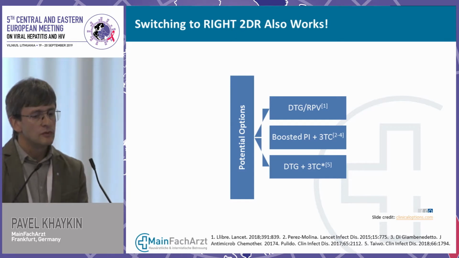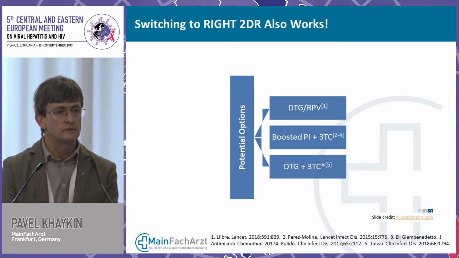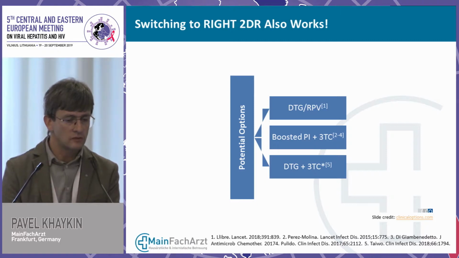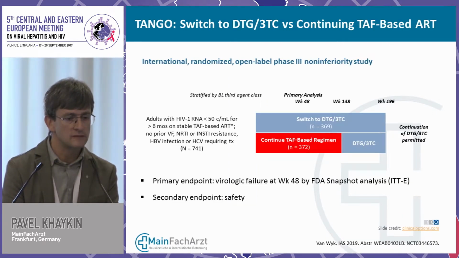Does switching to a dual regimen, to 2-drug regimens, also work? It does, but we need the right 2-drug regimens. For example, in some cases it's good to switch to dolutegravir plus rilpivirine, or to dolutegravir plus 3TC, or a boosted PI plus 3TC.